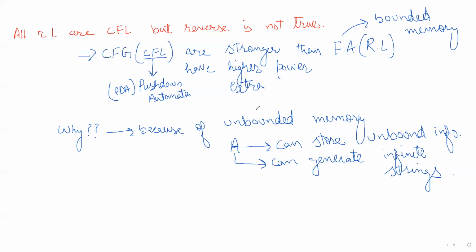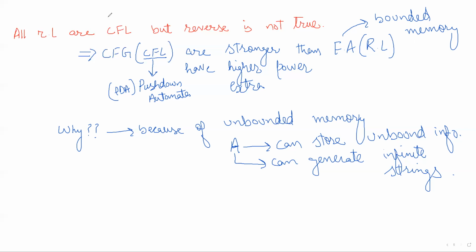Okay, fine. So we have proved that all regular languages are context-free languages, or we can say that regular language is a subset of context-free language, and they have the extra power as compared to finite automata. And this extra power is because of the phenomenon that they can generate unbounded, or we can say infinite strings. Okay, fine. So this completes the basic discussion about the context-free language.